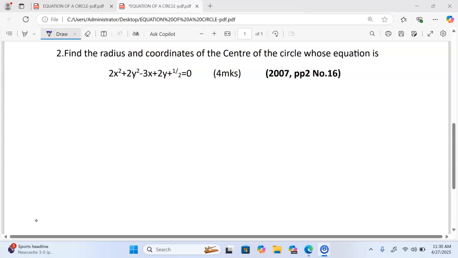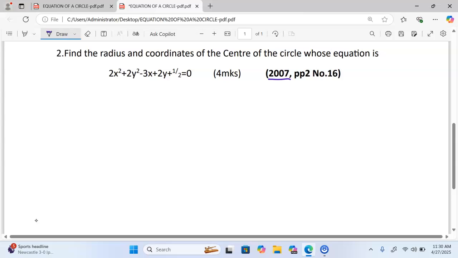We are looking at a question on equation of a circle, a question that was done in KCSE 2007, paper 2, question number 16. And the question we have reads, find the radius and the coordinates of the center of the circle, whose equation is 2x squared plus 2y squared minus 3x plus 2y plus half is equal to 0.